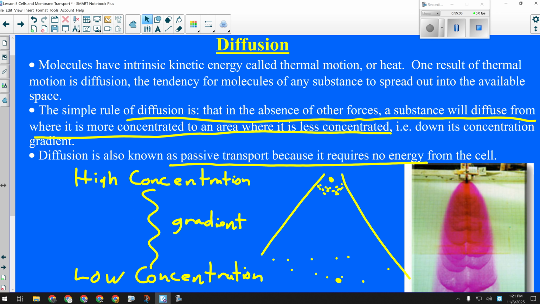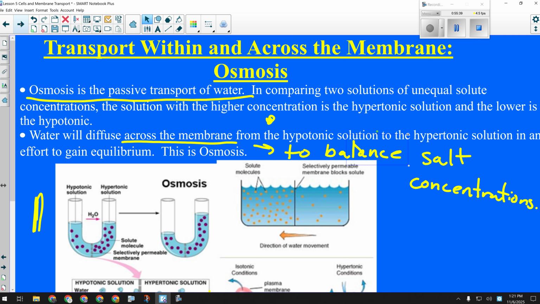The second passive one of the big three cell transports is osmosis. Now, osmosis is quite a bit different than diffusion. Diffusion can transport anything. It can transport ions, minerals, vitamins, all kinds of stuff. Osmosis is exclusively water. If something is undergoing osmosis, only water is moving. And it's not within the cell. It's across the membrane.